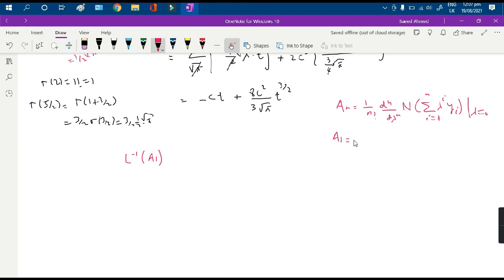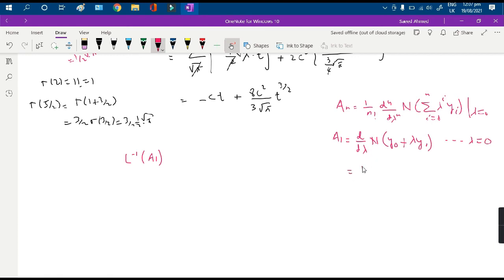For a1 I need to put n is equal to 1. This is 1 over 1 factorial, which is 1, and then we have d by d lambda of summation from i equals 0 to n, which is 1. So it has only two terms, when i is 0 and when i is 1. When i is 0, it will be just y0, and for i is 1, this becomes lambda times y1, and remember we have to put lambda is equal to 0 at the end.